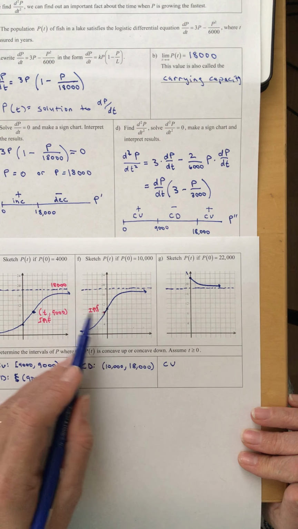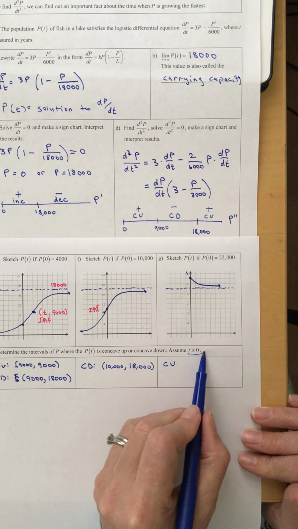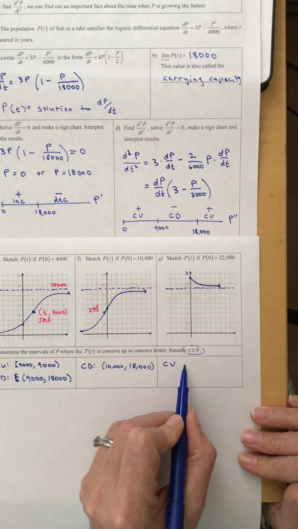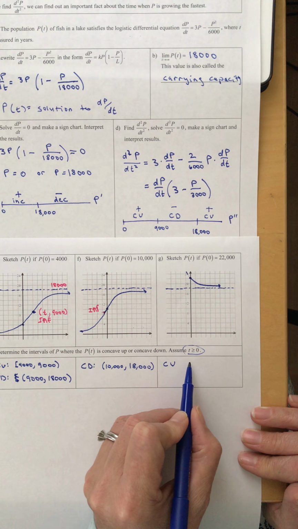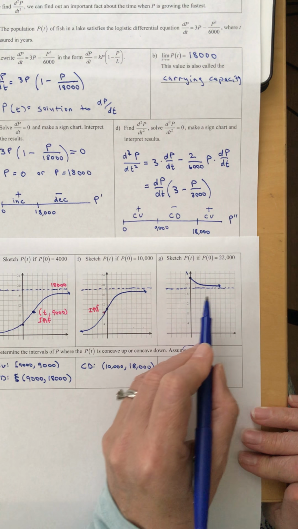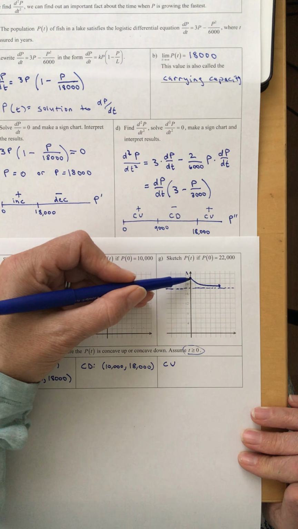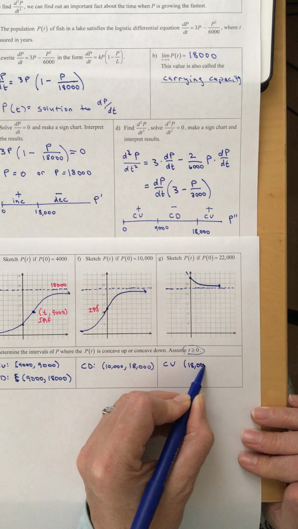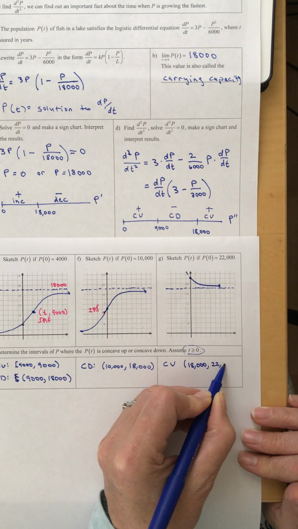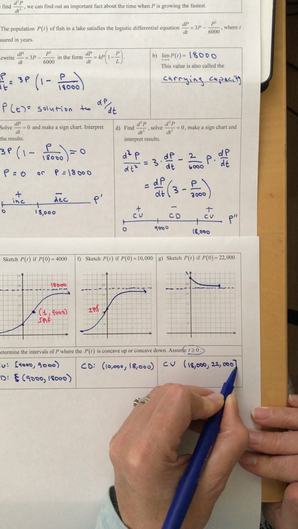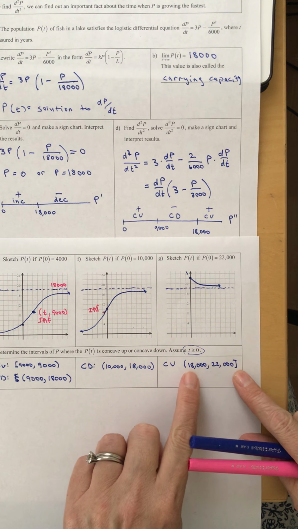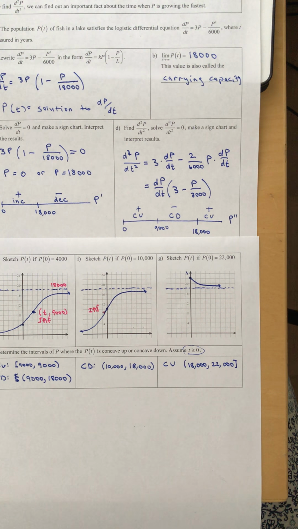And for this one, it's only concave up here. We're not paying attention to this half because we're assuming the time value is greater than 0. And this is concave up for p-values as low as 18,000 and as high as 22,000. So this will be 18,000 to 22,000. And it is concave up at 22,000, so I'm going to put a hard bracket there. I don't think anybody would be bothering with the details of brackets and parentheses here, but I think that's correct as written.